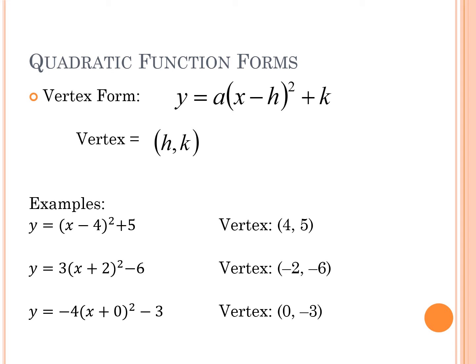So for the first one, we do the opposite of whatever's in the parentheses. So it is positive 4. The number outside is our vertical shift, and that stays the same, so in this case it would be 5.